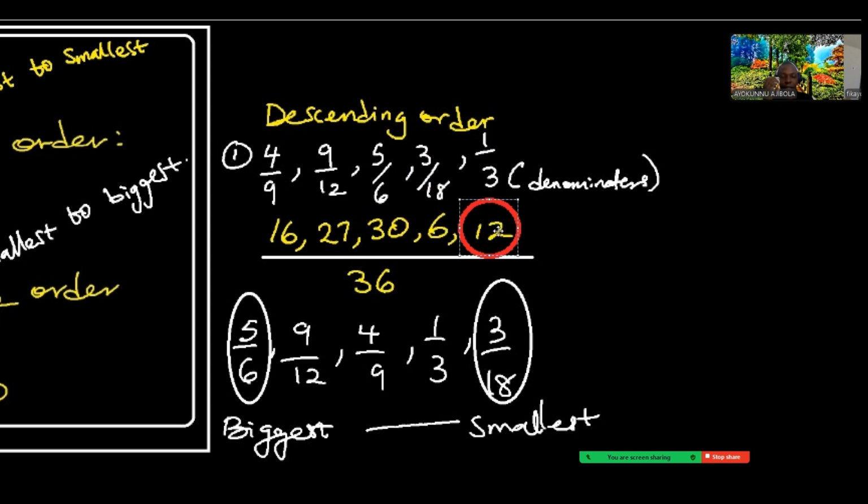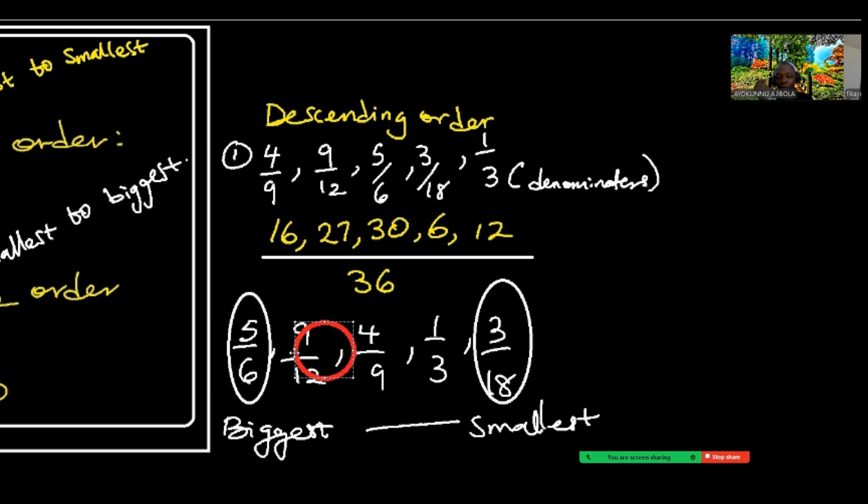Good. How did you get 12? We got 12 because there are, no, not 3 threes, 12 threes in 36. Then we multiply it by 1. 1 times 12 equals 12. Okay.